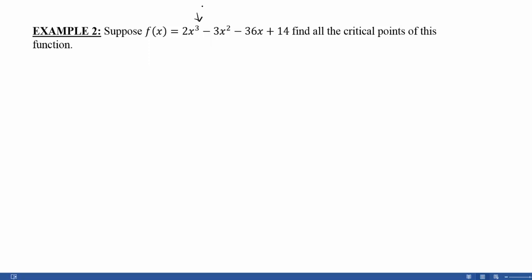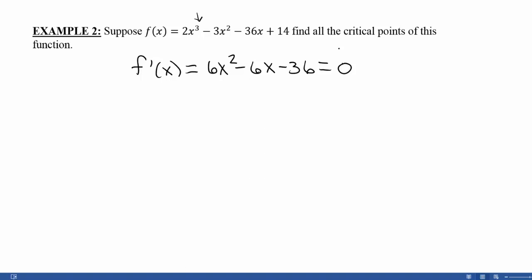So again, I'm interested in where the first derivative equals 0 or where the first derivative is undefined. So here, for my first derivative, I'm going to again use the power rule. I'm going to get 6x squared minus 6x minus 36. And I want to know, when does that equal 0? So again, I just want to point out that this polynomial function is defined for all values of x, so I don't need to worry if it's undefined anywhere. There's nothing here that leads me to believe that there's any places that it would be undefined.